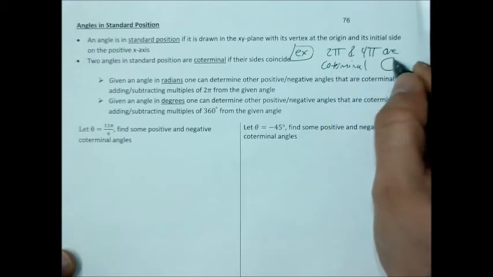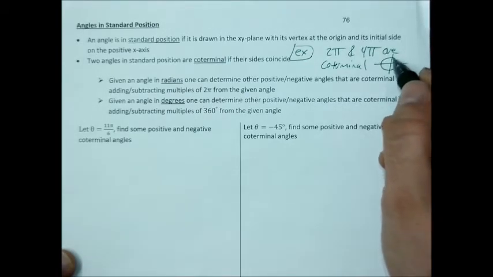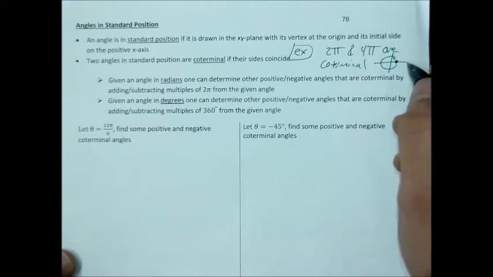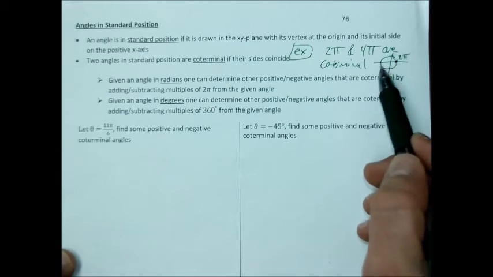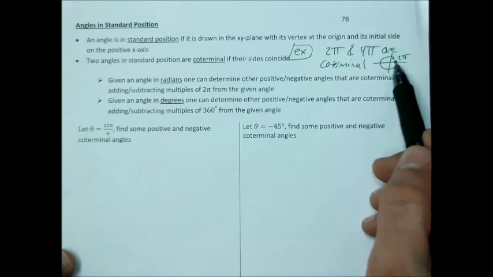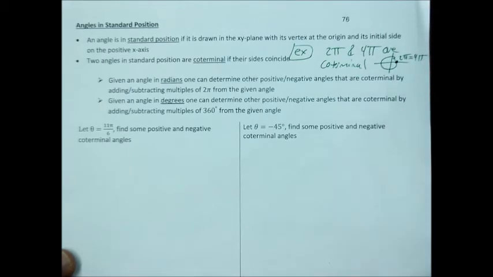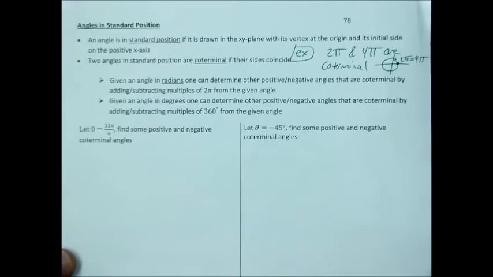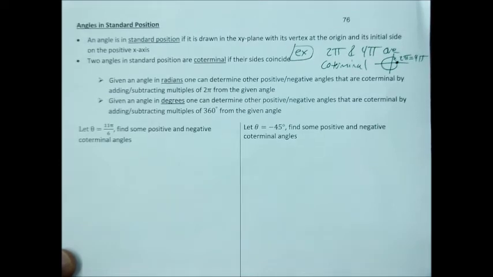Because if we look at a unit circle, they both end up at the same place, right? 2 pi is going all the way around the unit circle once and stopping right here. That's what 2 pi would be. And 4 pi would be going all the way around the unit circle 2 times and also stopping in that same place, so that's the same thing as 2 pi. That's what this is all about. It's realizing that you can get to the same place on the unit circle in more than one way, in infinitely many ways, really.